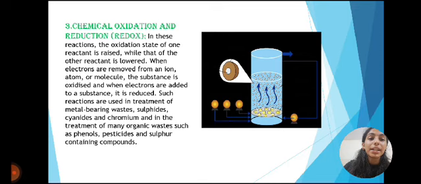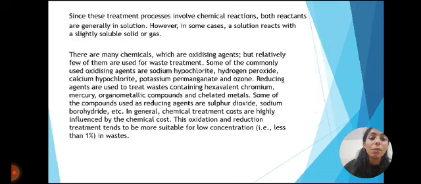Chemical oxidation and reduction. In this reaction, the oxidation state of one of the reactants is raised, while that of the other reactant is lowered. When electrons are removed from an ion, atom, or molecule, the substance is oxidized, and when electrons are added to the substance, it is reduced. Such reactions are used in the treatment of metal-bearing waste, sulfides, cyanides, and chromium, and in the treatment of many organic wastes such as phenols, pesticides, and sulfur-containing compounds.